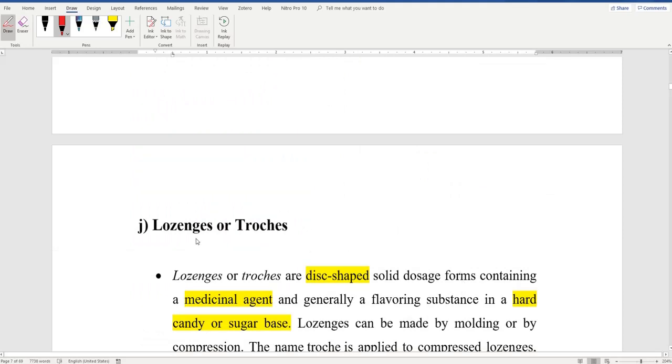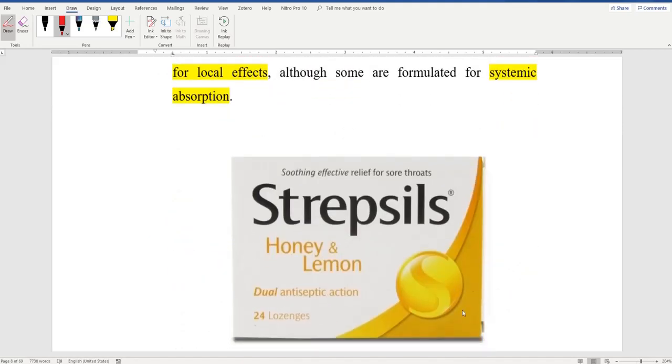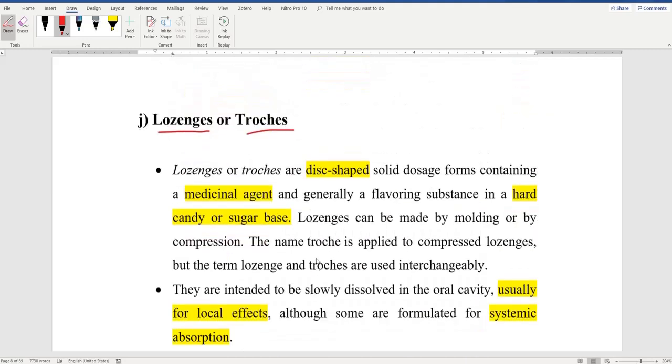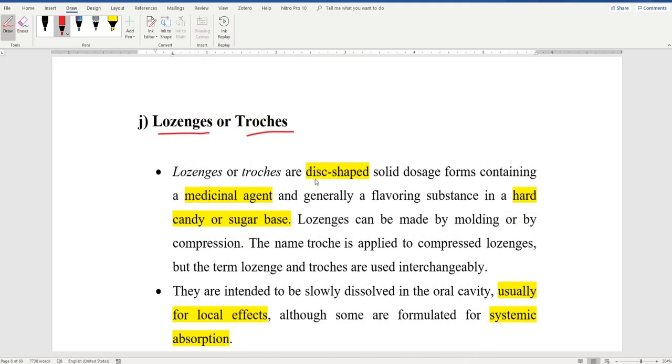Okay, the other type of tablets اللي هو lozenges or troches. Now lozenges, maybe you are familiar with it. It's like this one, strepsils, which are available in supermarkets, in pharmacies, etc. They are disc-shaped, يعني circular, usually large. They contain the medicinal agent in a flavoring and sweetening base. يعني بيكون في flavor مع sugar base, candy or sugar base.